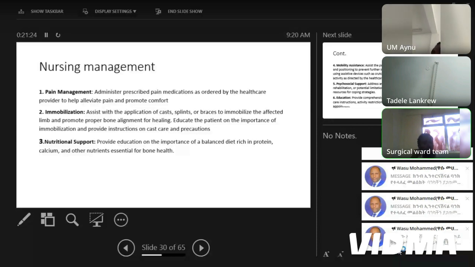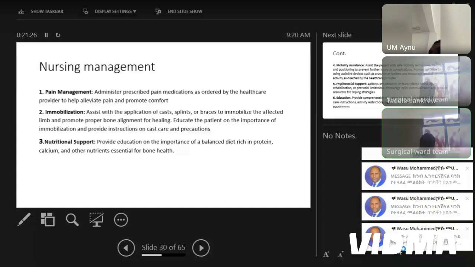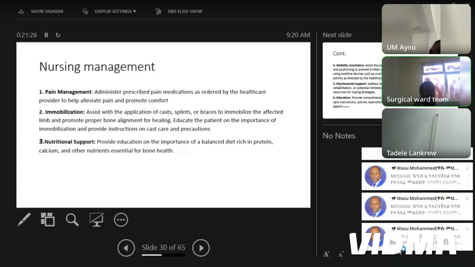And the third one is nutritional support. As I said before, food which is rich in calcium, protein, and also vitamins is very important for wound healing. So we provide this food for the patient. And also mobility assistance.